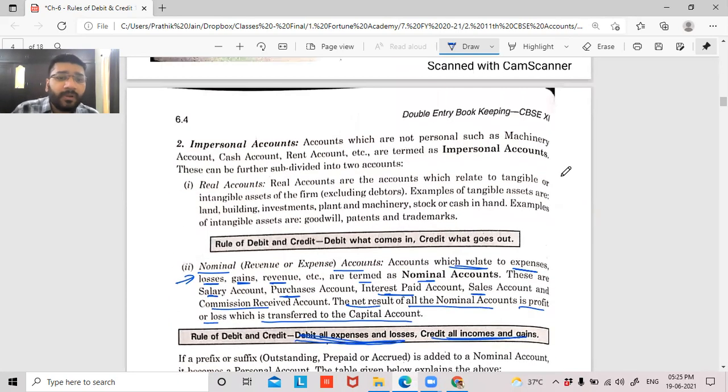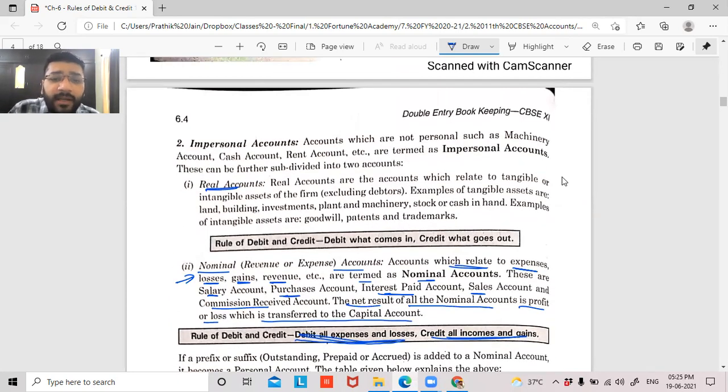Now, real account, guys. Real account means what? Real categories are those categories which are related to tangible or intangible assets of the firm, excluding debtors. Actually, tangible, intangible alone is not here. There are so many assets which are other than tangible, intangible assets. Even all the assets are included here. So to be very precise, whenever you come across any assets, you look up to real account, except debtor and bank. Why it is excluded? I'll give the logic in the next couple of minutes.